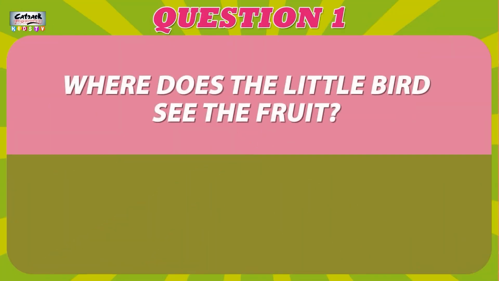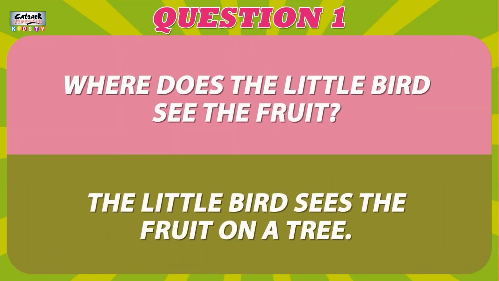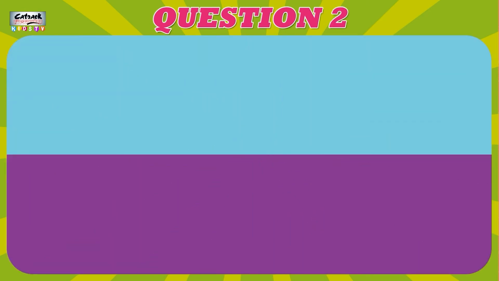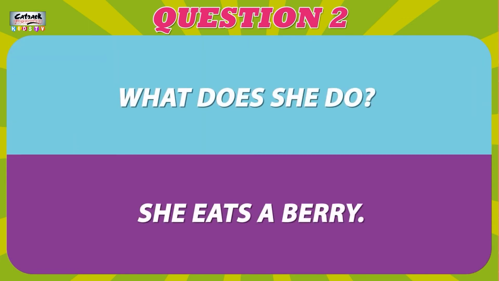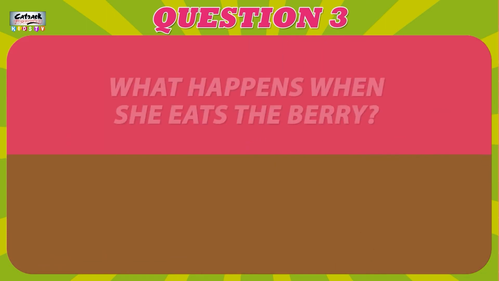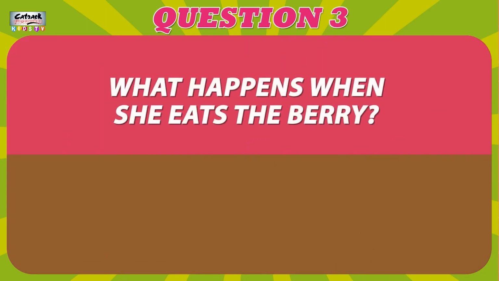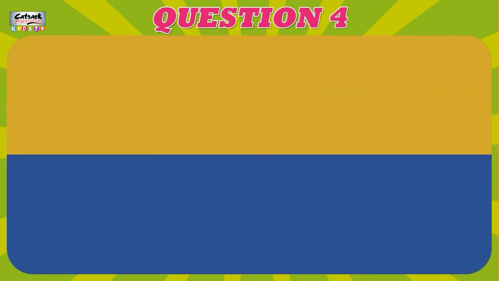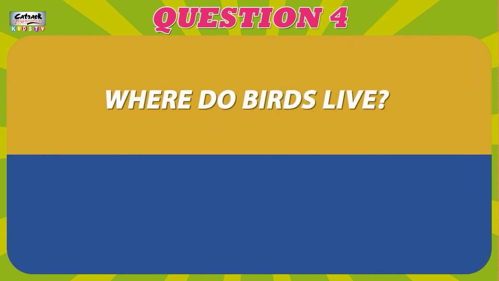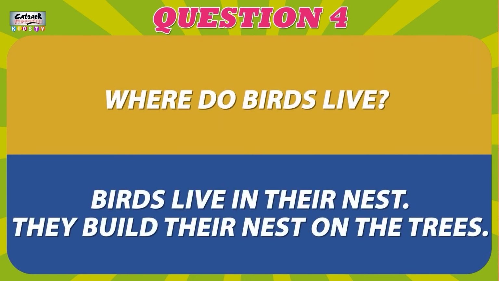Where does the little bird see the fruit? Answer. The little bird sees the fruit on a tree. Question 2. What does she do? Answer. She eats a berry. Question 3. What happens when she eats the berry? Answer. The berry seed falls when she eats the berry. Question 4. Where do birds live? Answer. Birds live in their nest. They build their nest on the trees.